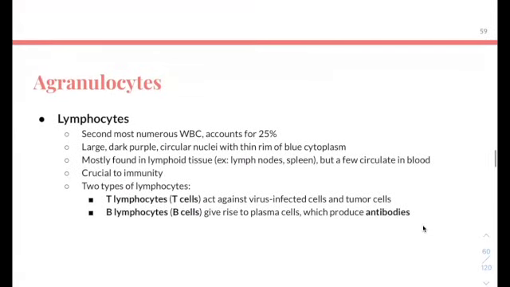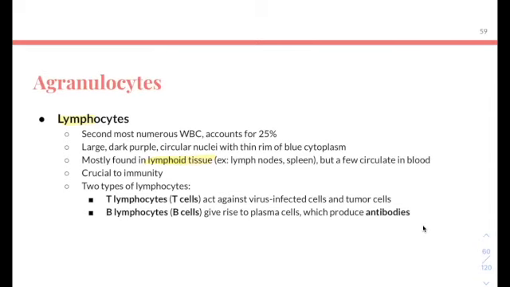We look at our lymphocytes, they're about 25% of the white blood cells. They have a dark purple nuclei with a bluish cytoplasm. They are mostly found in lymphoid tissue. So they kind of tell you, lymphocytes, lymph, where they're at. You'll find some in the blood, but not as common as in the lymphatic tissue and the lymph nodes, the spleen.